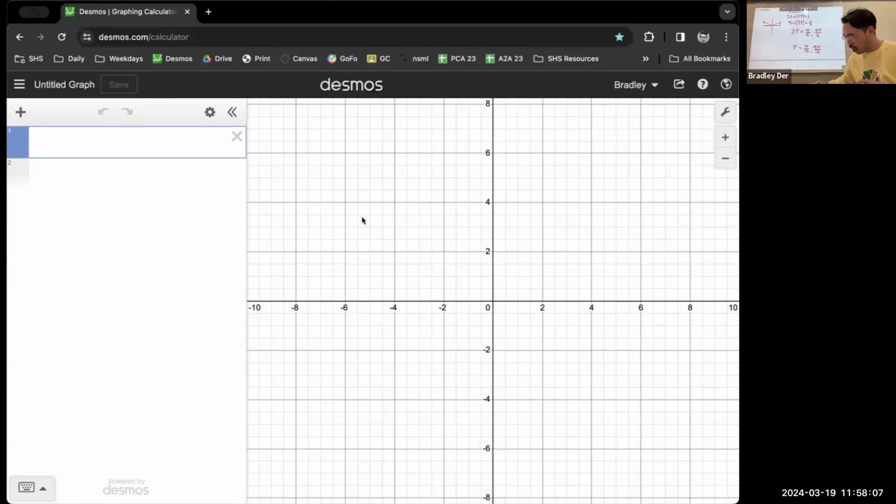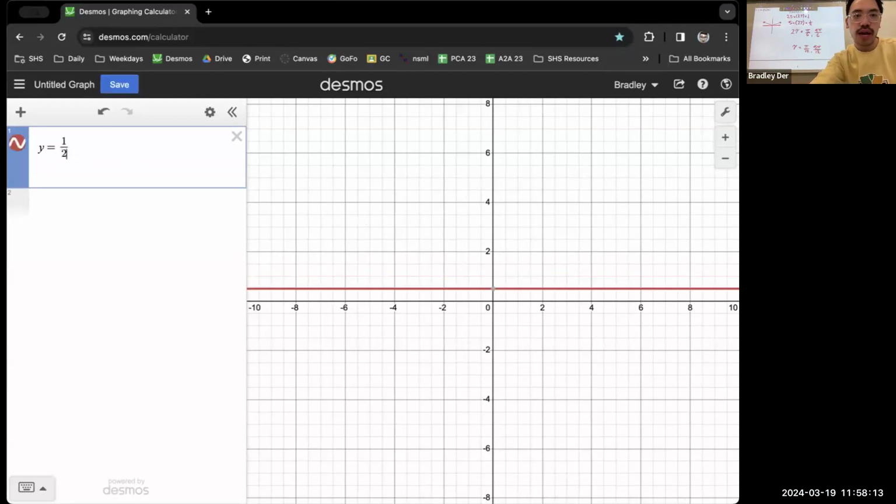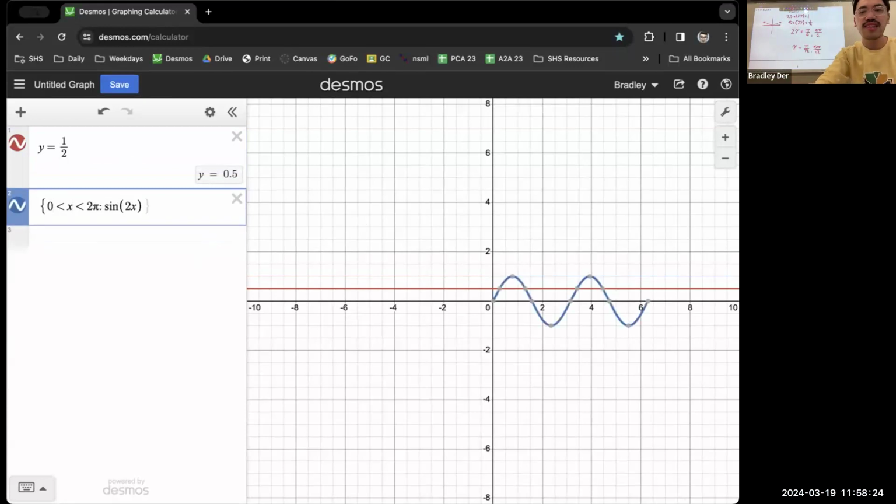Hopefully you're seeing that. I'm just going to type in a function here. So let's start with y equals 1/2. Right? And then I'm going to set up a piecewise, where x is between 0 and 2 pi, I want sine of 2x. So in this case, x is just standing in for gamma, right?